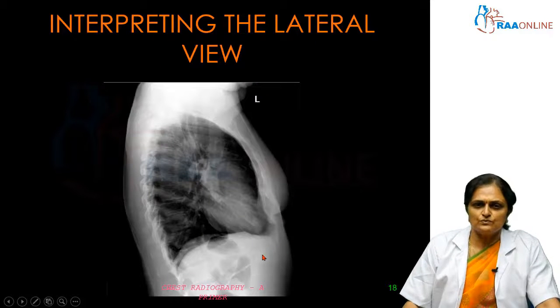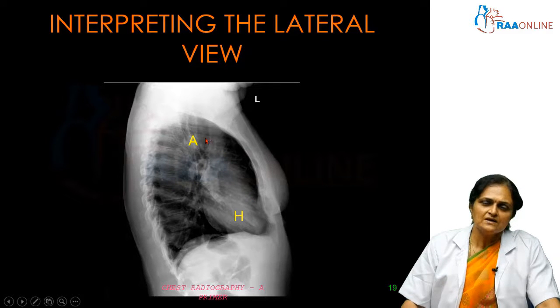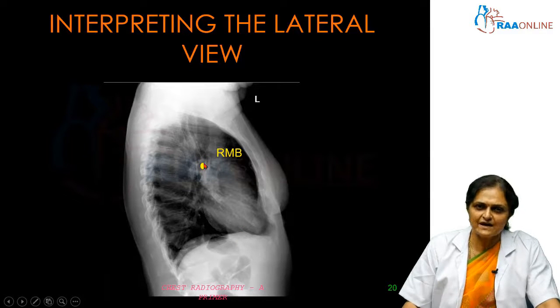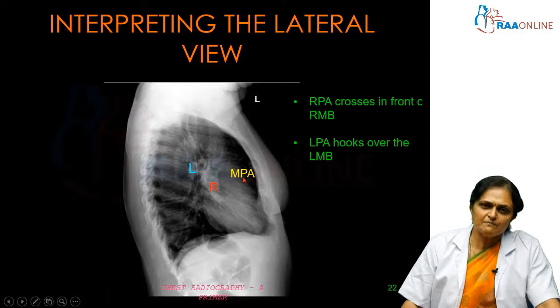How do we read the lateral view? How do we know which diaphragm is which? First, let us look at the mediastinal structures. The curved structure that we see here is the arch of the aorta, and this is the outline of the heart. Next comes the bronchus. This is the right main bronchus, which is located slightly higher, and this is the left main bronchus that is located slightly lower. Next is the main pulmonary artery, which we can see taking off from the anteriorly located right ventricle. Next, we have the right pulmonary artery that crosses in front of the right main bronchus, and the left pulmonary artery that hooks over the left main bronchus.